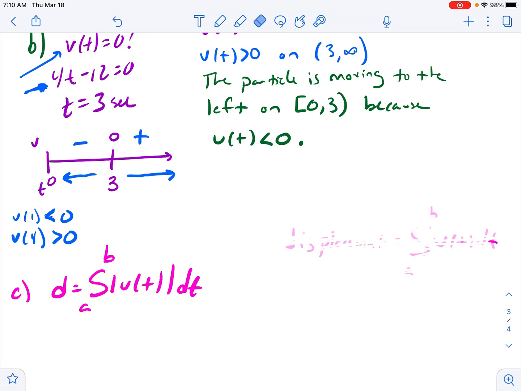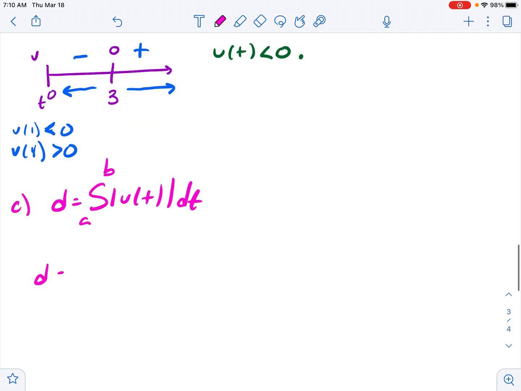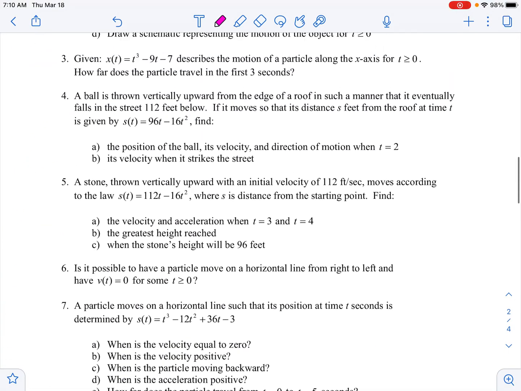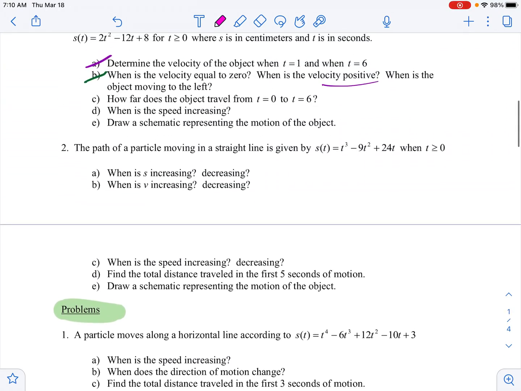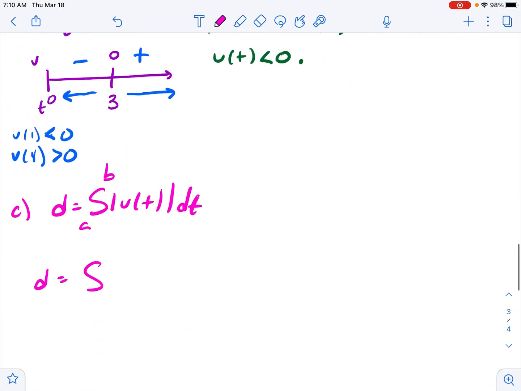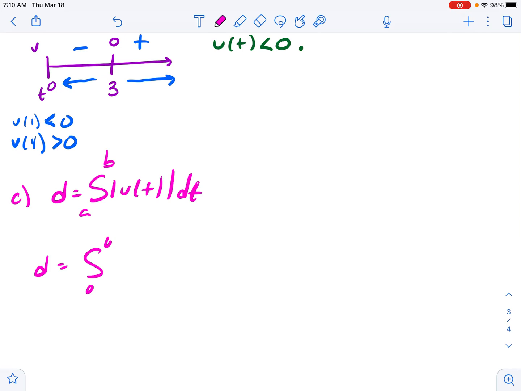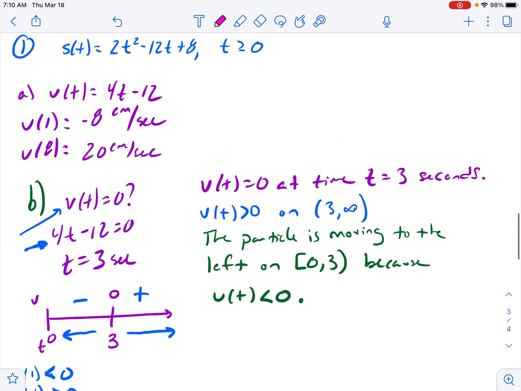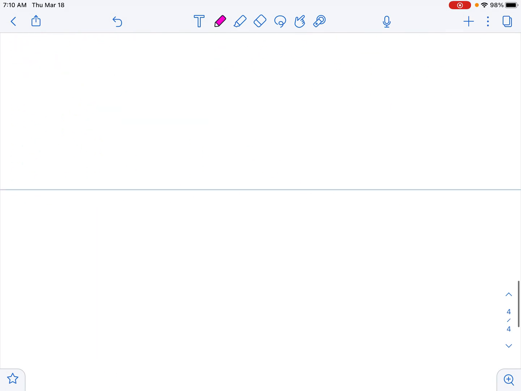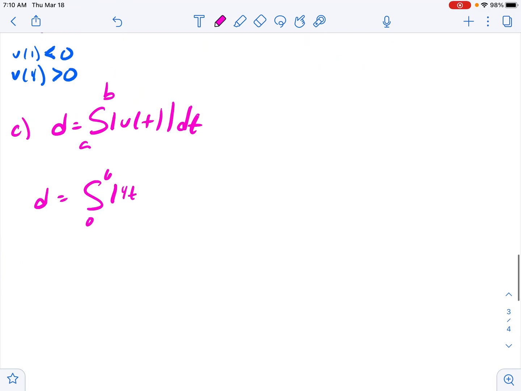So for total distance, we need the absolute value of velocity, and in this case, we want the total distance traveled on what interval of time? 0 to 6. So we'll set up the integral from 0 to 6 of the absolute value of velocity, which in this case is 4t minus 12. Okay, and then this is where, if you really want to do it out, you can, but I would say just punch it into your calculator.